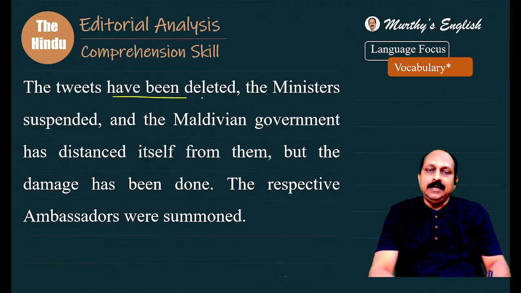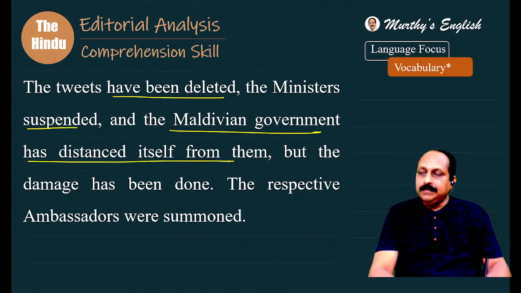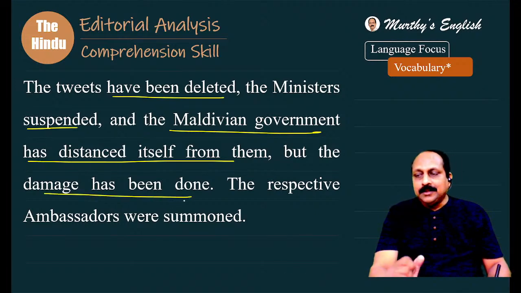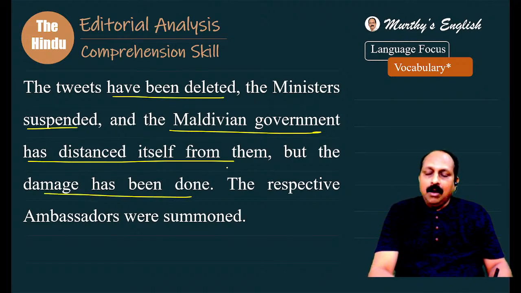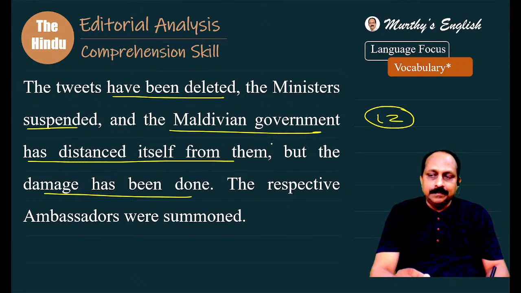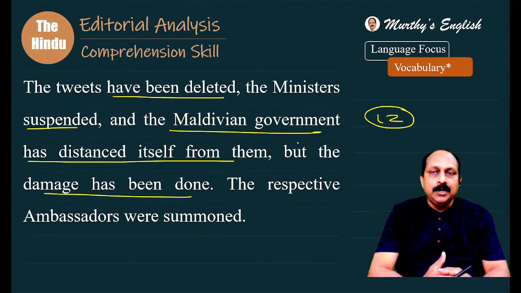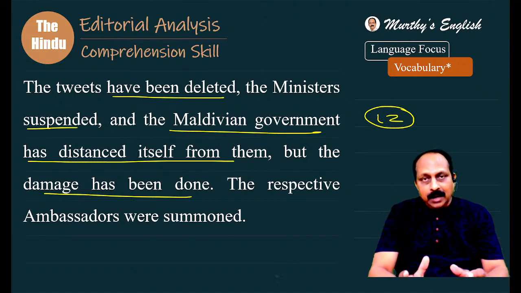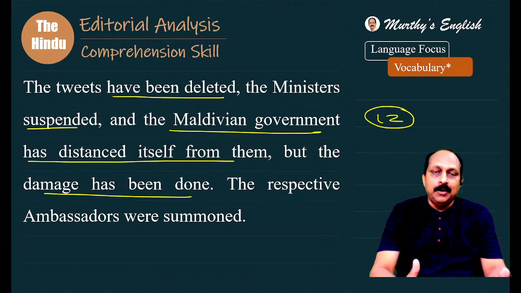The tweets have been deleted. Present perfect passive voice. The ministers have been suspended. The Maldivian government has distanced itself from them. Present perfect active voice. But the damage has been done. Present perfect passive voice. I always tell students, of all the 12 tenses, the most important tense is present perfect tense. It shows the difference between those who are good at English and those who are not. Those who are not good at English quite often use past tense. Those who are good at English use present perfect quite often, whether in conversational English or in written English.